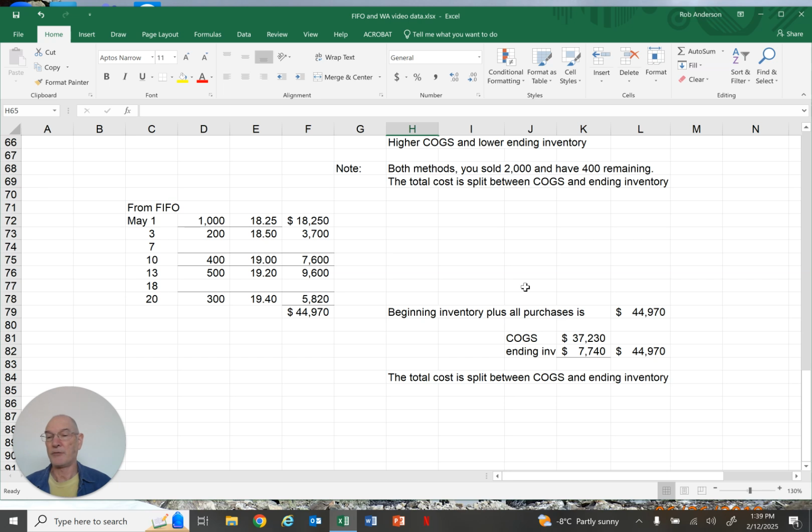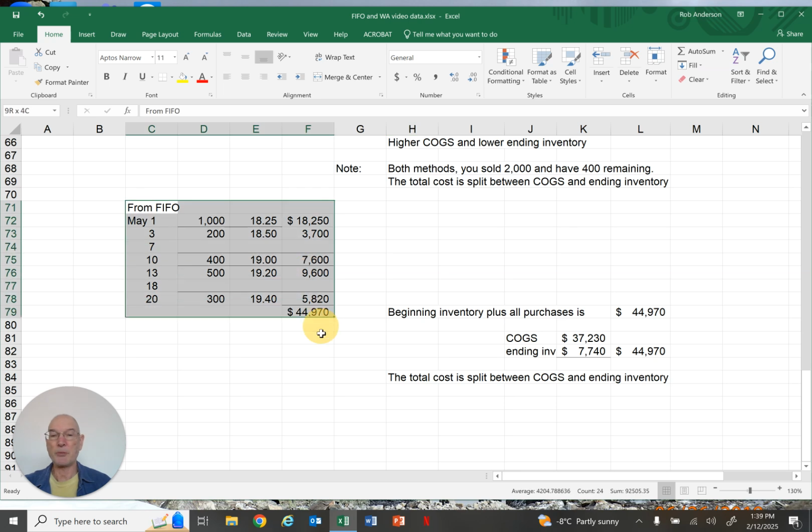So if we take the beginning inventory plus all of the ones we purchased, that is actually a term called cost of goods available for sale. And that cost of goods available for sale is going to be split between two things only. So one number, $1 value, goes two places. Part of it will be cost of goods sold, and part of it will be ending inventory. And I'm going to show you.